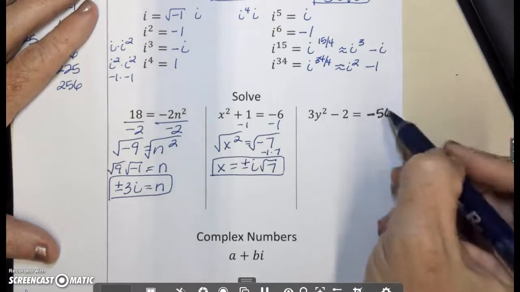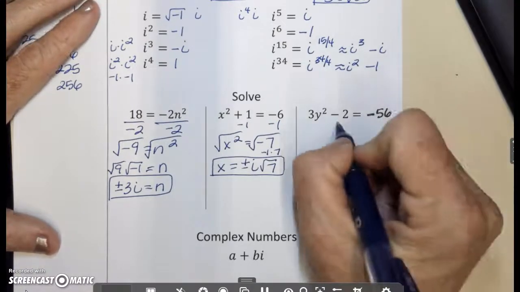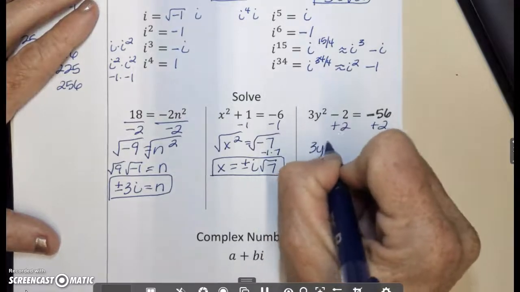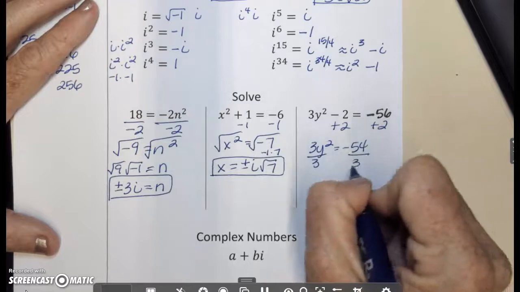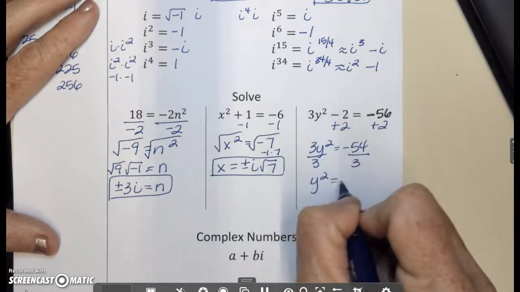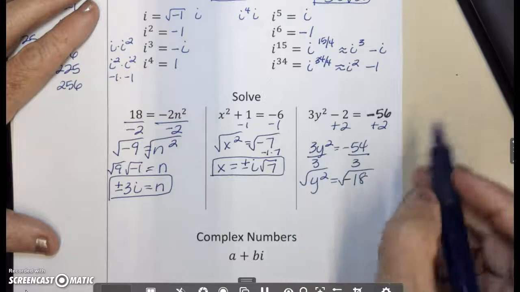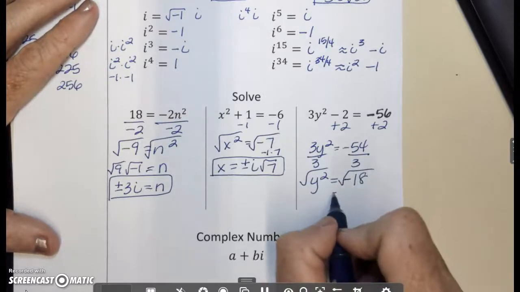Okay, on your notes, the negative 56 was left off of this problem, so please add that in. You're going to add 2 to both sides, so you get 3y squared equals negative 54. Divide both sides by 3. You get y squared equals negative 18. I can take the square root of both of those sides. So essentially, anytime you see a negative in the radical, you know you're going to pull an I out of that.